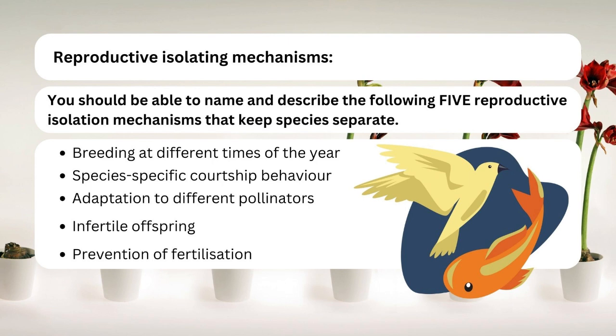Reproductive isolating mechanisms. You should be able to name and describe the following 5 reproductive isolation mechanisms that keep species separate. Breeding at different times of the year. Species-specific courtship behavior. Adaptation to different pollinators. Infertile offspring. Prevention of fertilization.